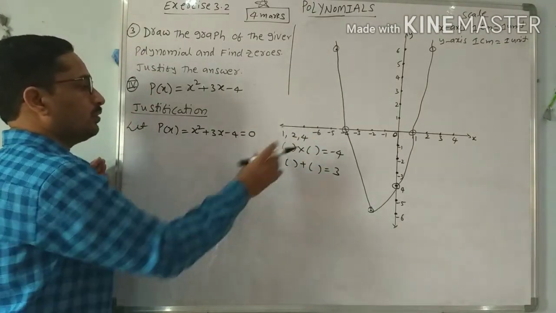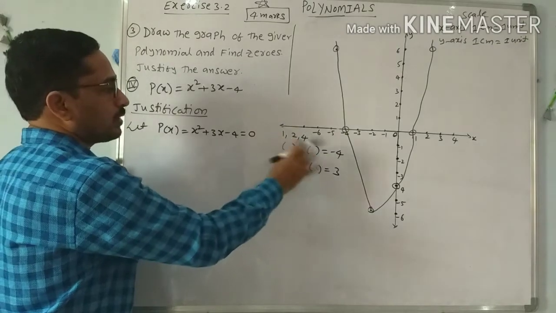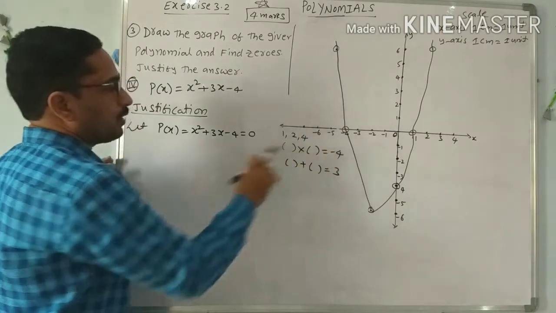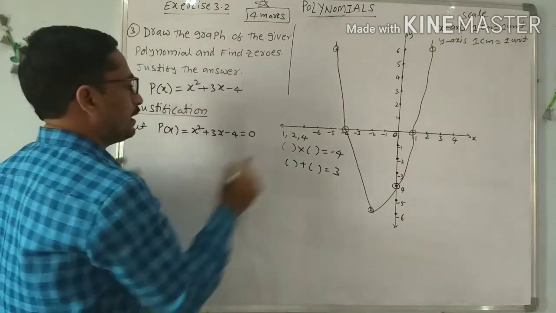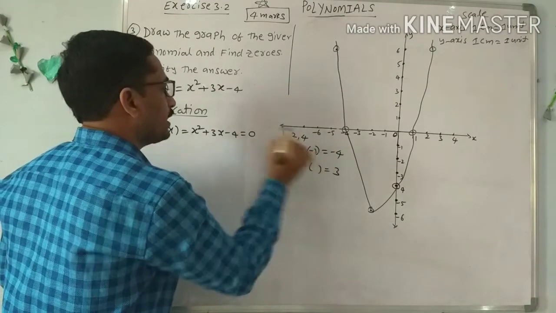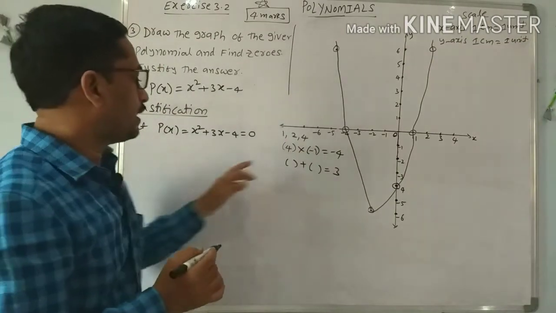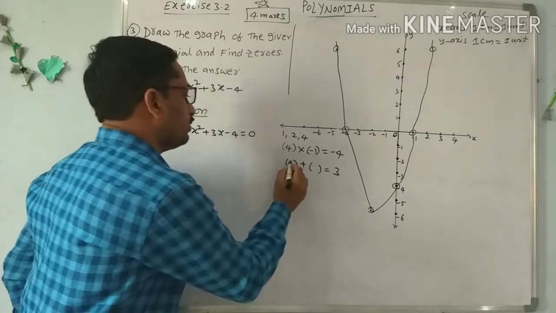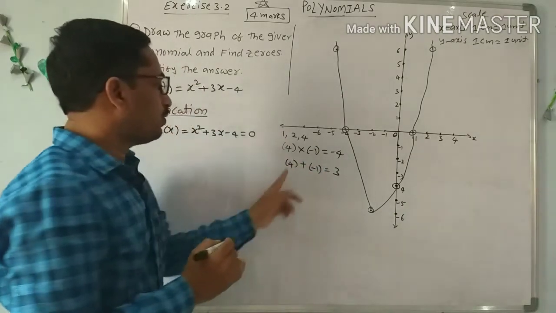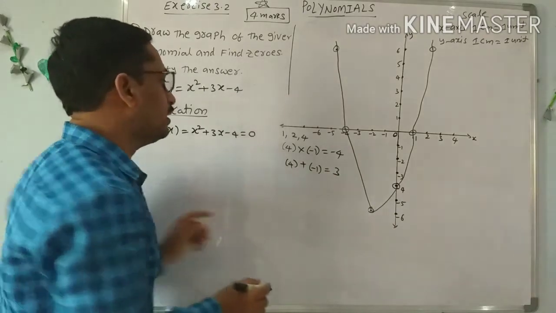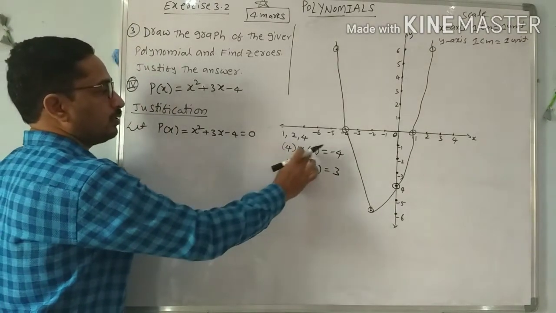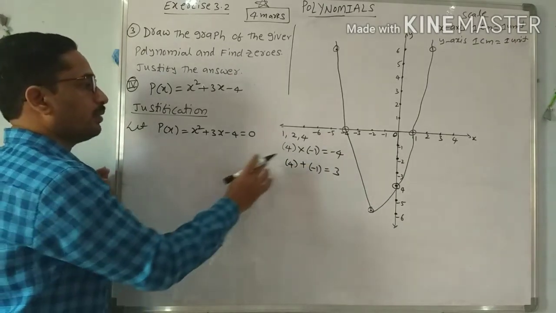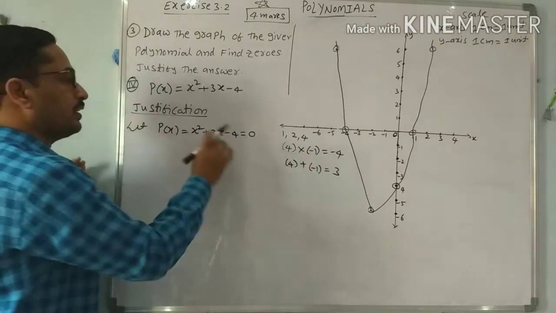Now among these three numbers we have to find out the two numbers that satisfy this condition. So here the product is negative. One of the numbers is negative, so I am selecting like this: 4 into minus 1 equal to minus 4, and 4 minus 1 equal to 3. So the numbers are 4 comma minus 1, which satisfies this condition.